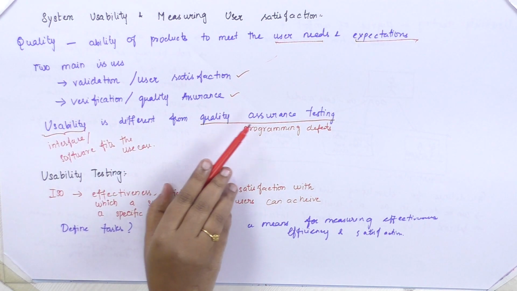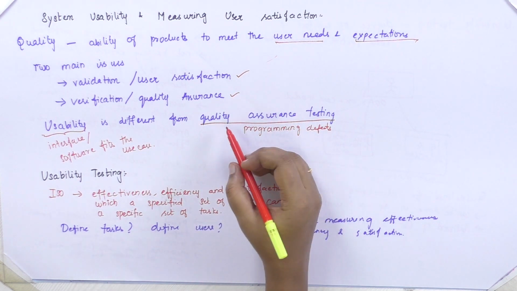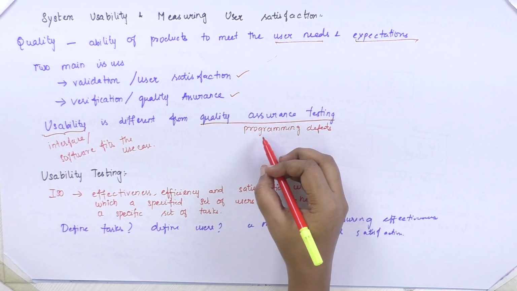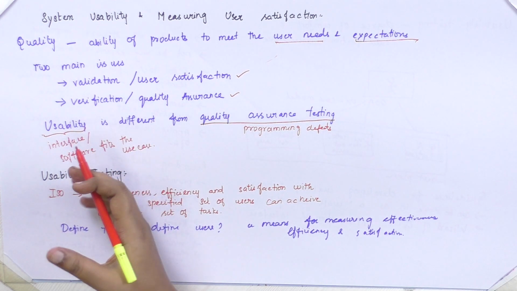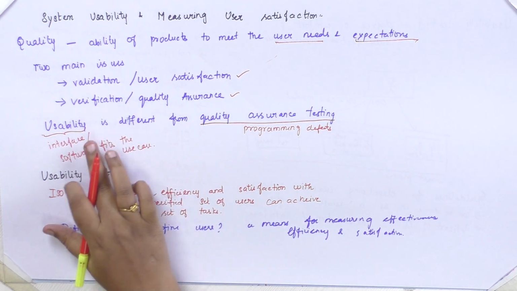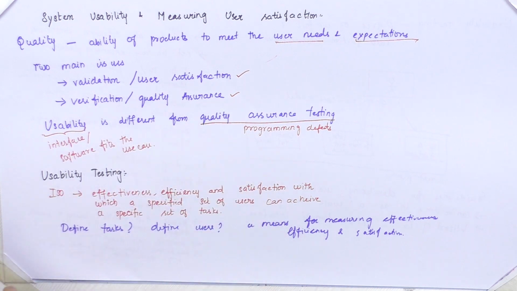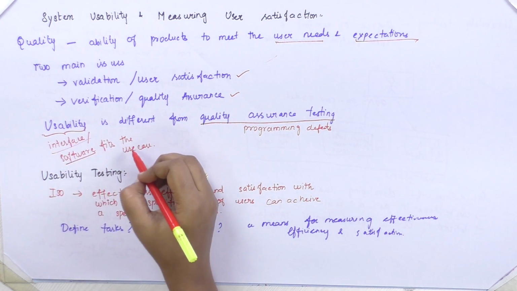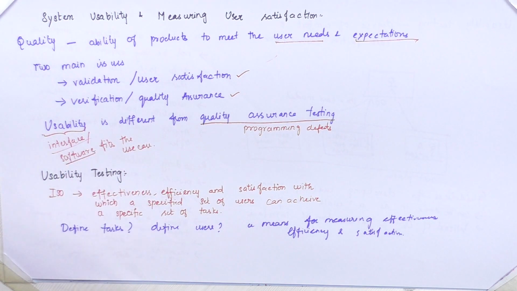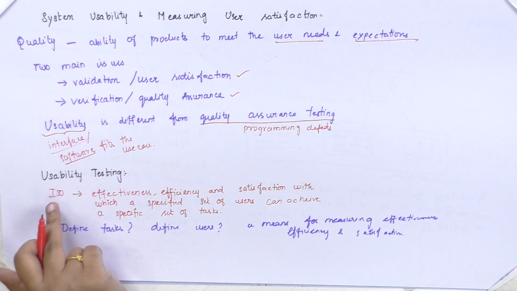Usability testing is different from quality assurance testing, because in quality assurance testing you will be testing the program defects, whereas in usability testing you will be testing the interface you have used in your software to make the user communicate with the system. So you will be testing the interfaces and whether the software fits the use cases. So usability testing is different from quality assurance testing. First you will be seeing about usability testing.